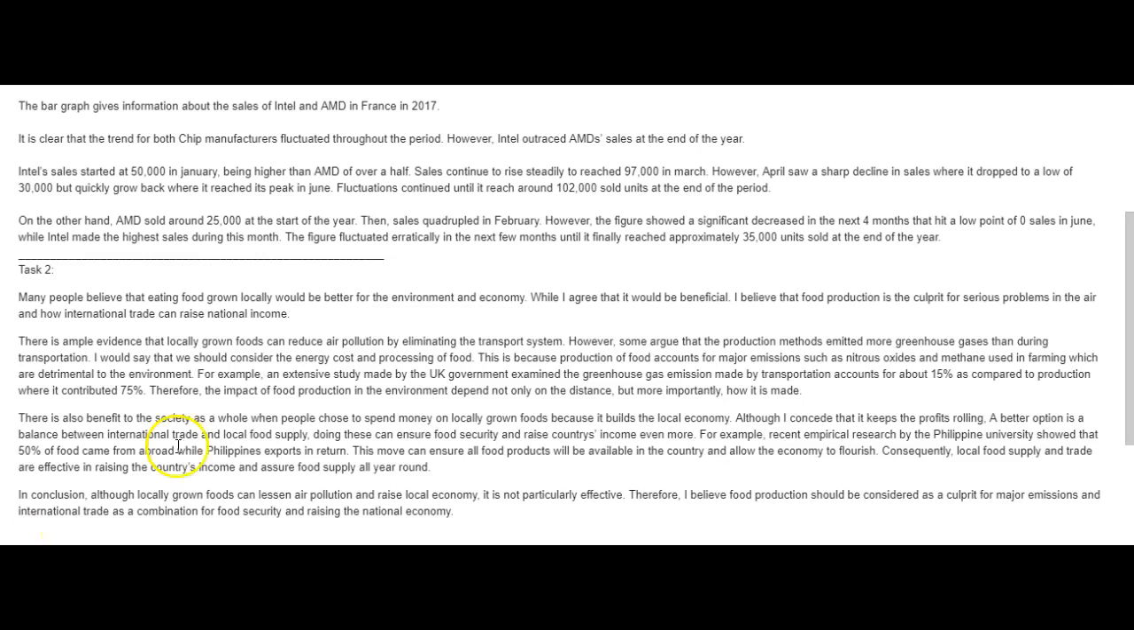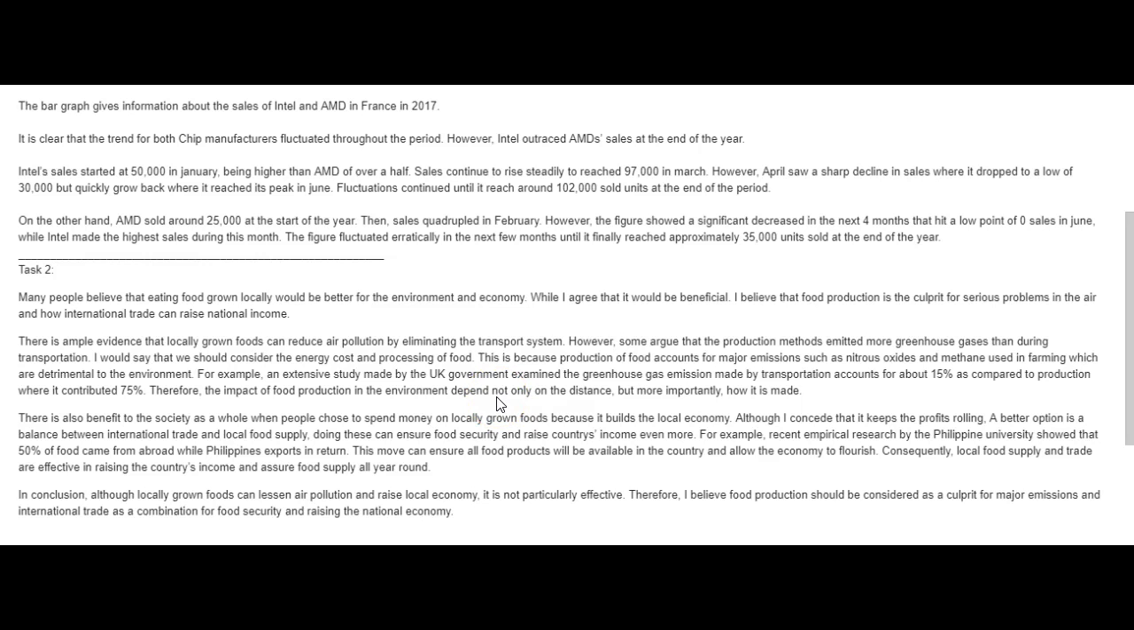For example, an extensive study made by the UK government determined that the greenhouse gas emission made by transportation accounts for 15% as compared to production where it contributed 75%. Therefore, the impact of food production on the environment depends not only on the distance but more importantly how it is made. All right, that's an interesting point.